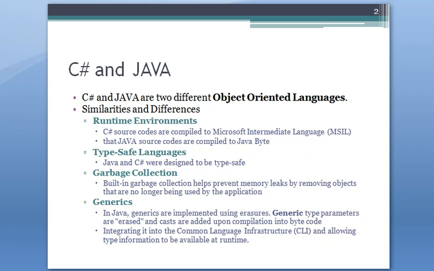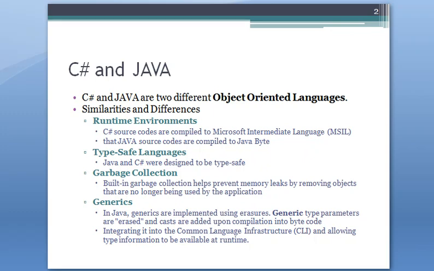Second thing is type-safe language. Java and C Sharp are designed to be type-safe. That is, an illegal cast will be caught at compile time if it can be shown that the cast is illegal, or an exception will be thrown at runtime if the object cannot be cast to the new type. Type safety is therefore important because it not only forces a programmer to write more correct code but also helps a system become more secure from code hackers.